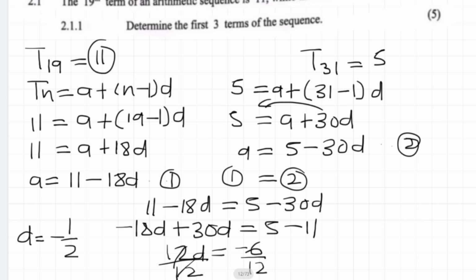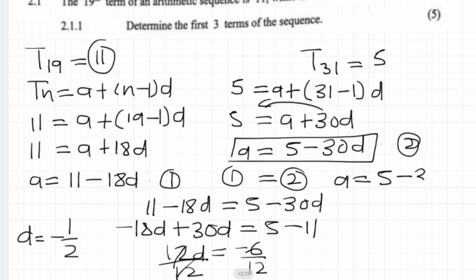So we did find the value of d. Now we're looking for the value of a. For the value of a, we can take any of the equations that we like. Let's just take this one. We substitute d there, so we have a equals 5 minus 30 times negative 1 over 2. If you punch this in a calculator, you're going to get that a is equal to 20. Perfect.